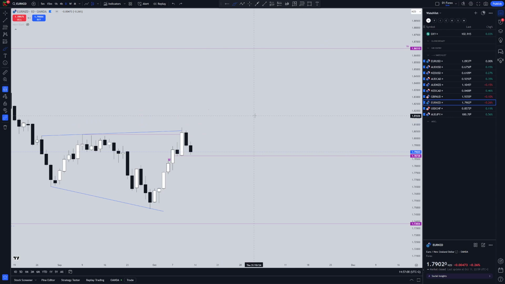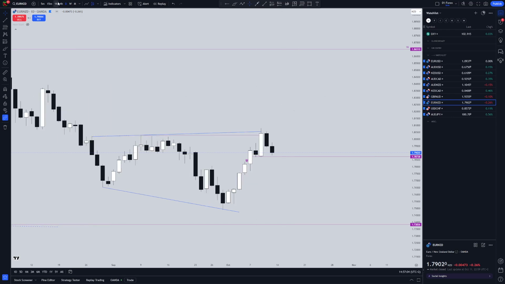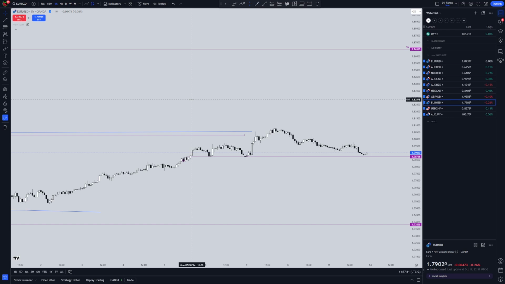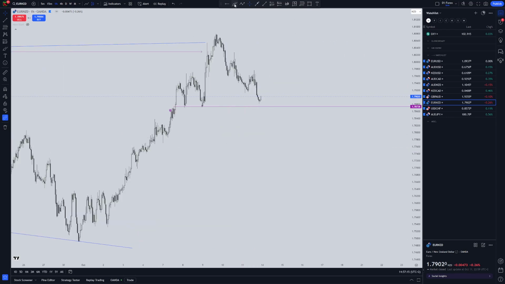However, the overall bias is kind of neutral, but my bias is for Euro long over New Zealand dollar because New Zealand dollar is considered very weak for next week. So as long as price remains above this area here, I'm looking for longs.